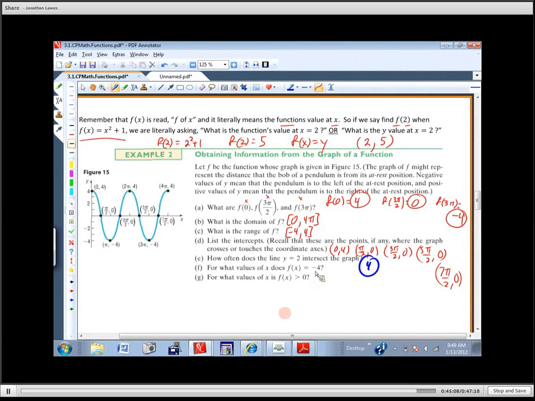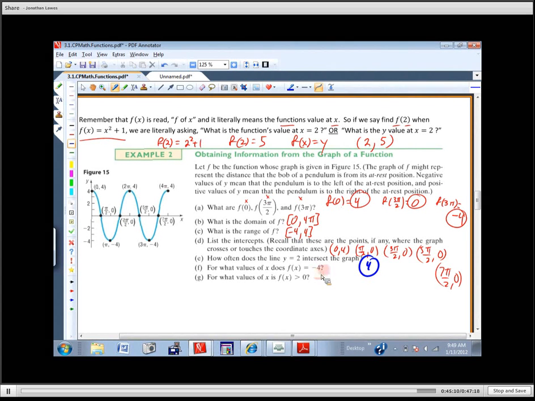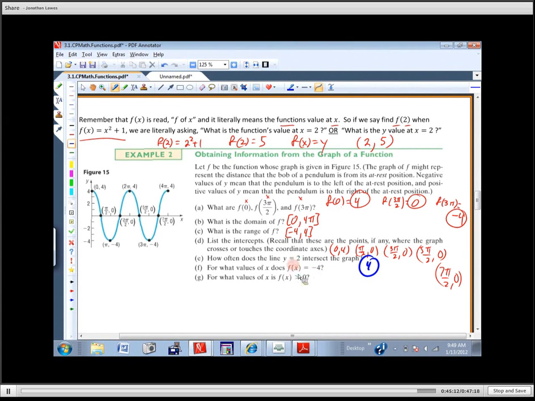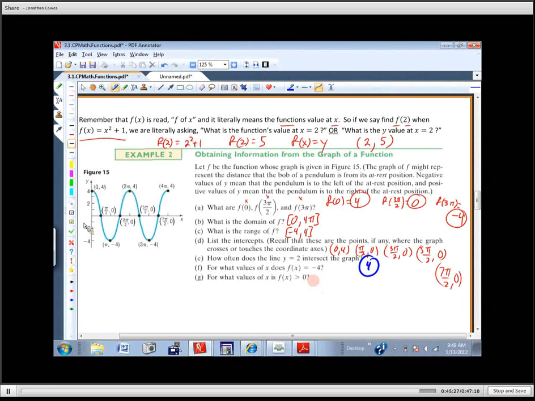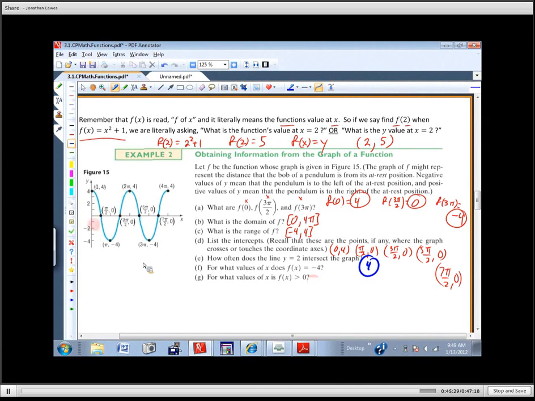Do we have any places on here where the y-coordinate is -4? Yep, right here and right here, right? In fact, it's kind of like the problem that we did just a second ago, where we said, how many times does it cross the line y equals 2? This is basically a fancy way of saying, where does this cross the line y equals -4? Okay, and that is pi and 3 pi. So there's the answer for that one.